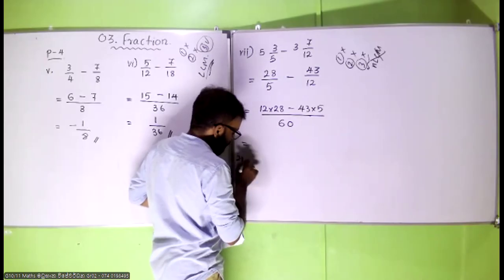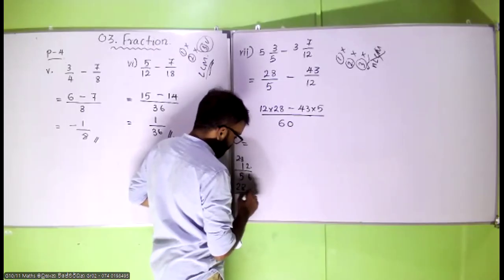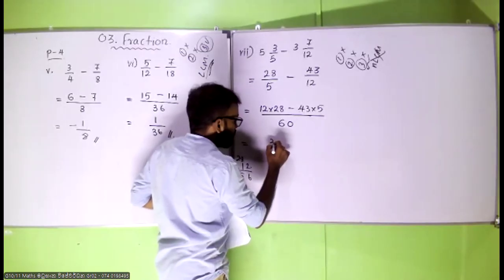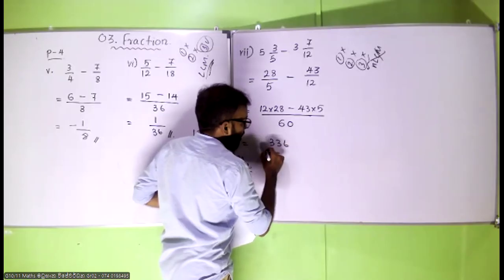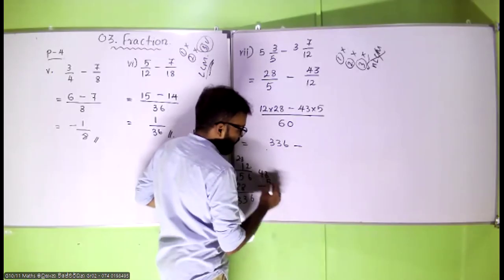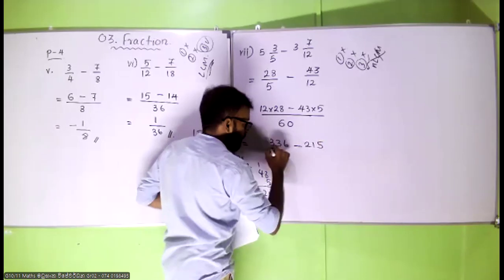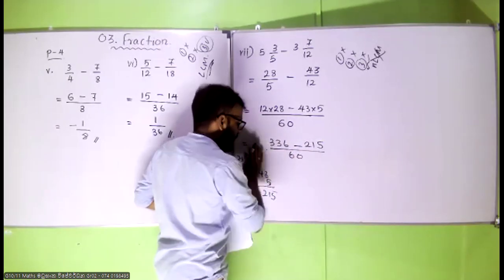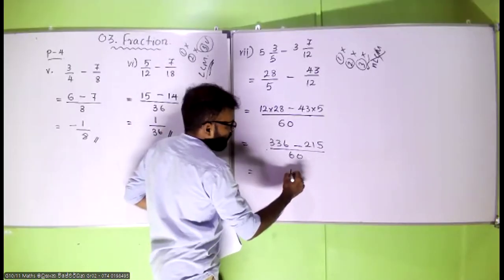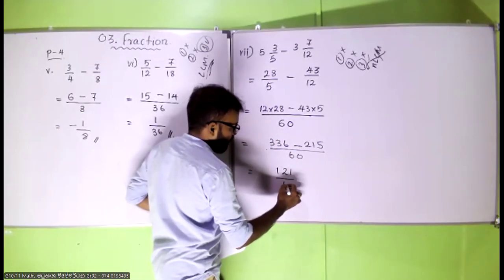12 times 28. 2 times 8, 16. Here 56. 336. Minus 43 times 5. 5 times 3, 15. 5 times 4, 20, 21. Then do the subtraction. 6 minus 5, 1. 3 minus 1, 2. 3 minus 2, 1. 121 over 60.